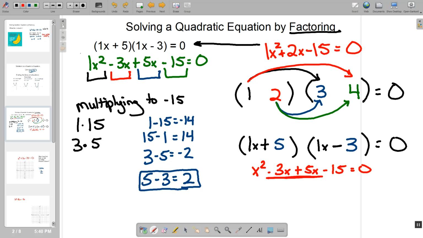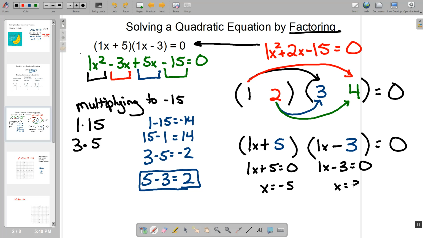So we now have finished our factoring correctly, and now we have to solve using the zero product property. Zero product property says I set each of these equal to 0. Equal to 0. Equal to 0. So in this case, x equals negative 5 and x equals positive 3. So here are my two answers to this problem. So that is factoring in a nutshell.